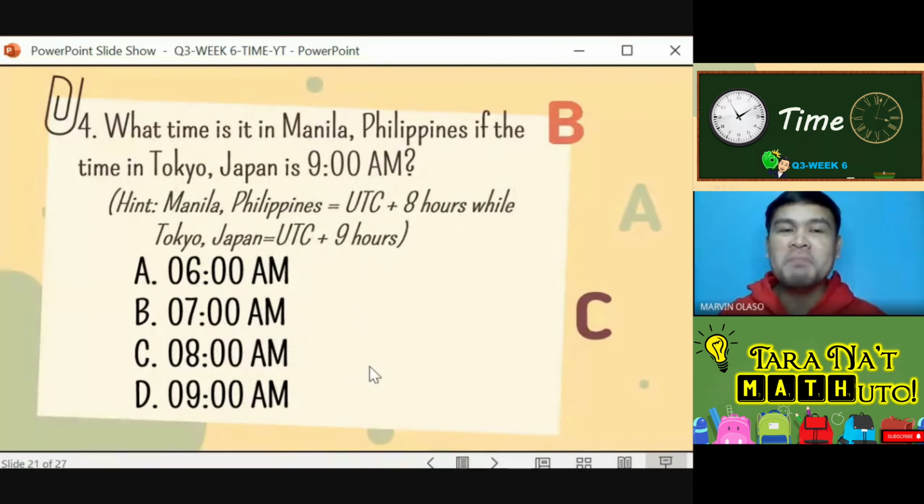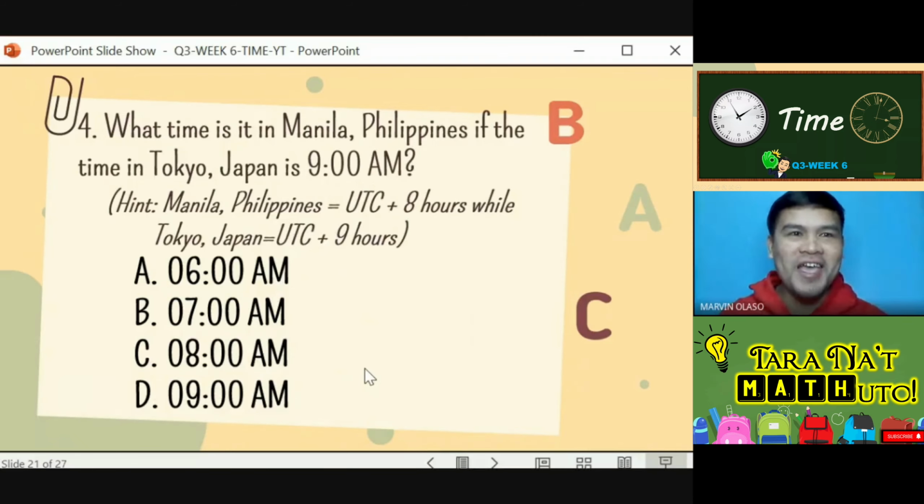Number 4. What time is it in Manila, Philippines if the time in Tokyo, Japan is 9 o'clock a.m.? We have the hint, Manila, Philippines has the UTC positive 8 hours, while Tokyo, Japan with a UTC positive 9 hours. Is it A. 6 o'clock a.m., B. 7 o'clock a.m., C. 8 o'clock a.m., or D. 9 o'clock a.m.?